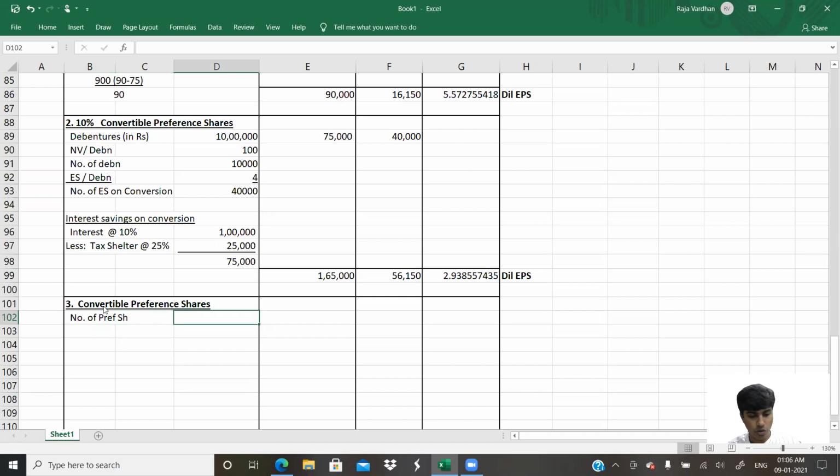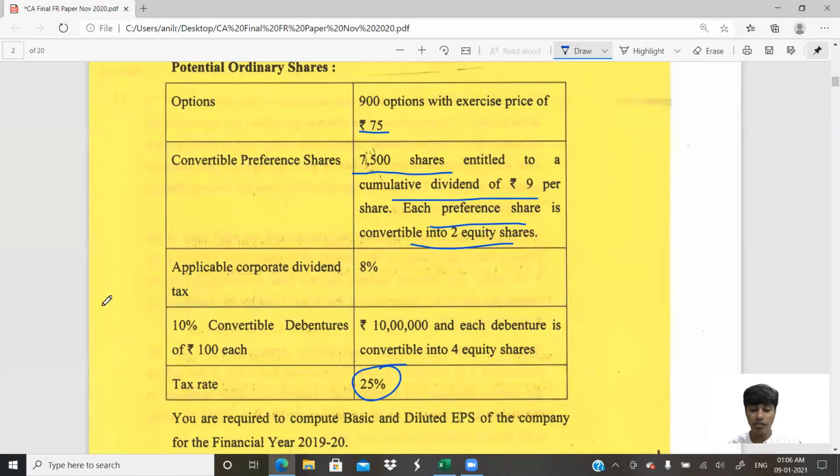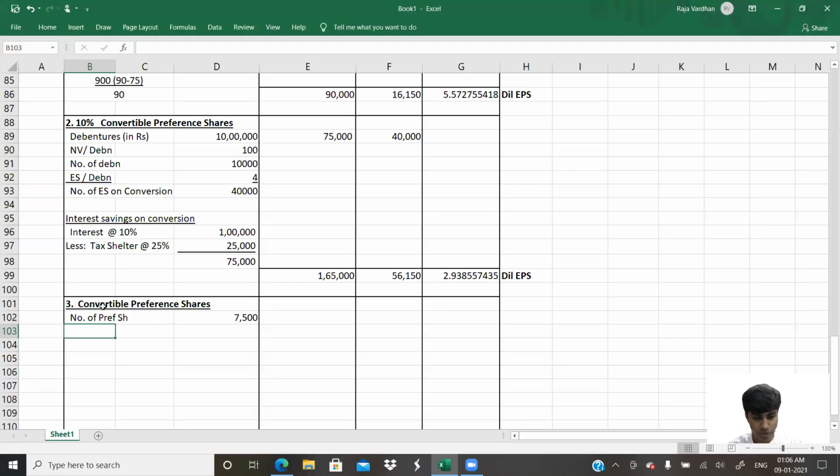Number of preference shares. How many preference shares do you have? You have 7,500 preference shares. Okay. And then what have they told? Each preference share is convertible to 2 equity shares. We had 1 preference share, it becomes 2 equity shares. Okay. Number of equity shares on conversion. Equity shares per preference share. How many? You get 2 equity shares per preference share.